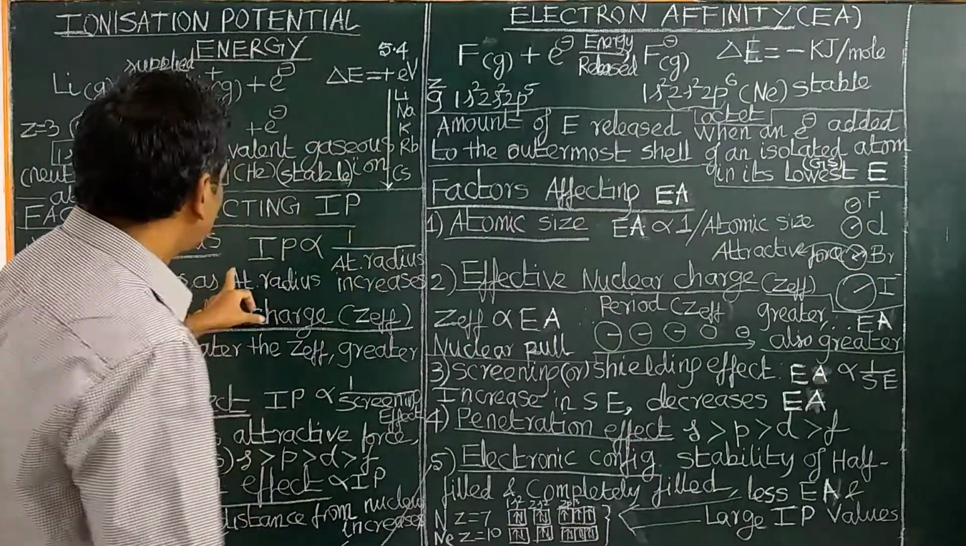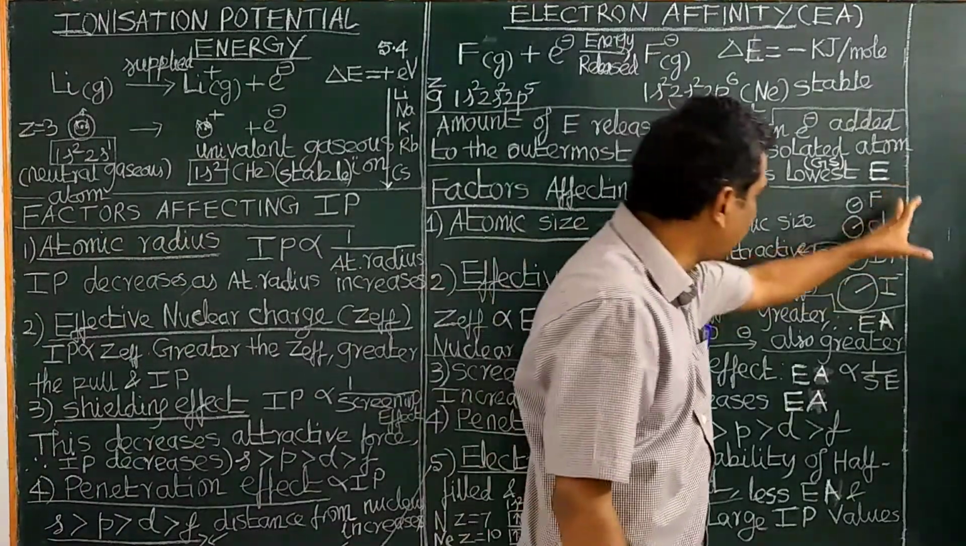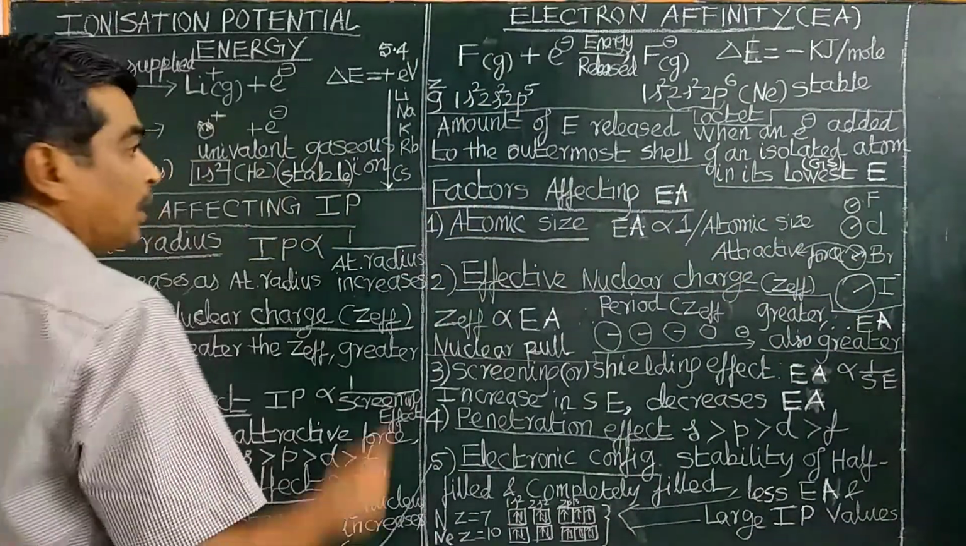Similarly, ionization potential decreases. Here also, electron affinity decreases. Okay, remember that because of this reason.